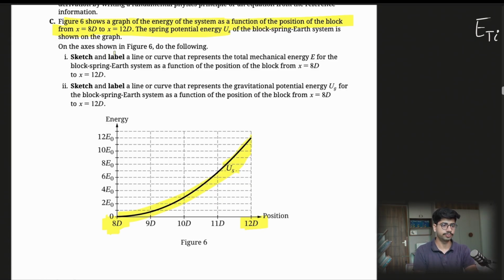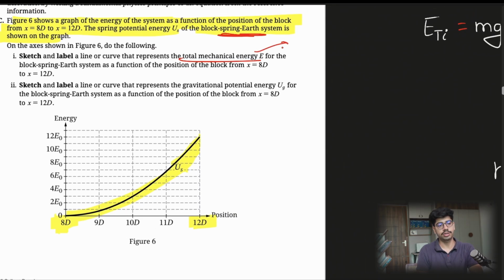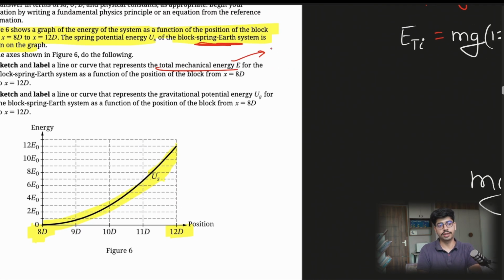The point is, they have taken the block-spring-earth system, so we have to take the gravitational potential energy because the earth is taken as part of the system. We included that. So with the spring, we have to take the gravitational potential energy into account also. The first task is to sketch and label the line to represent the total mechanical energy. Total mechanical energy is the sum of the gravitational potential energy, spring potential energy, and the kinetic energy.